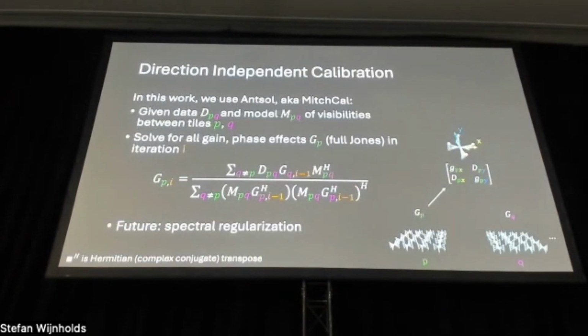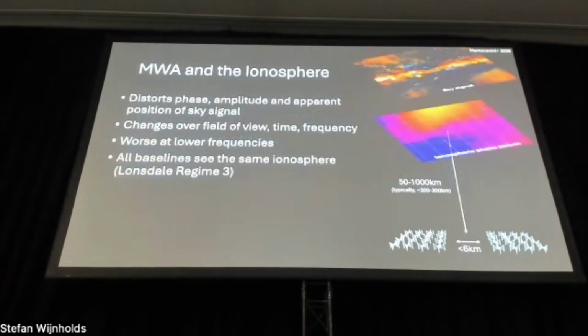So once you've got your nice, accurate instrument model, then you go into the direction independent calibration. In this work, we've just used AntSol or MitchCal. It goes by a lot of different names. So you've got your data and you've got your model, and you iteratively solve for this gain Jones matrix G. We don't put any constraints on the Jones matrix. We let the leakage terms and everything fall out of it. So that's the equation there. We'd like to add spectral regularization to this, but at the moment it does a pretty good job in itself.